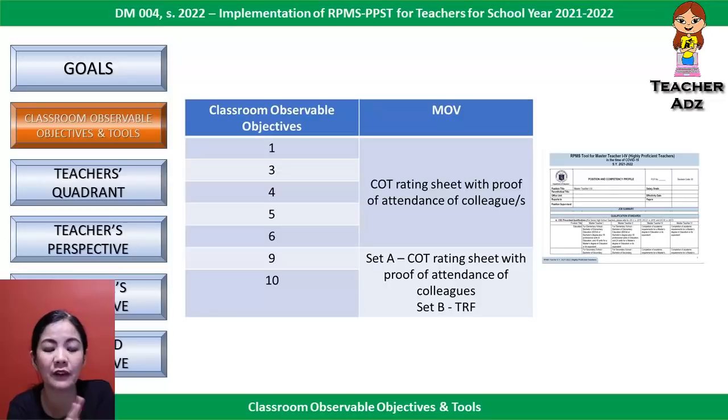So, ito po yung mga kailangan nilang ipa-observe. Yung 1 to 6, definitely COT rating sheet din po ang i-observe yung school head. Para naman po sa 9 and 10, ganun din po katulad po sa amin. Merong set A, which is the COT rating sheet with proof of attendance of colleague, or set B, which is the TRF. So, meron din po kayong mga prompts na sasagutan para dito. Okay? So, ayun lang po para sa ating part 1. At pupunta na po tayo ngayon sa ating part 2, which is about understanding the purpose of the RPMS-PPST deeper.